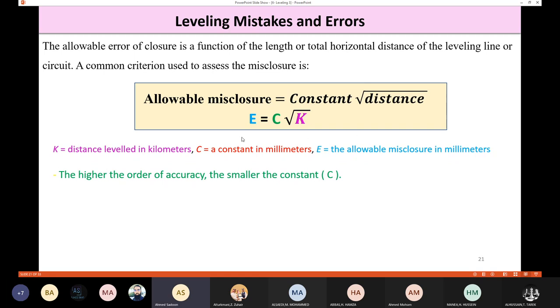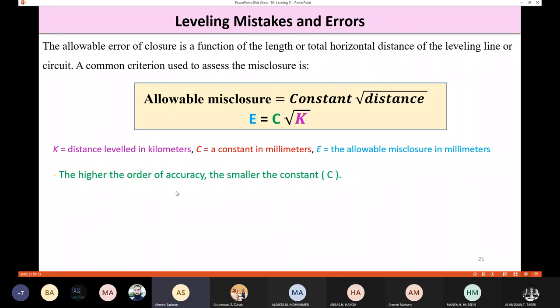In this empirical equation, the value of E is going to be in millimeters, the value of C is also in millimeters, and the value of K is in kilometers. Please take care of this, otherwise you are going to make a mistake. The value of K should be in kilometers, the value of C in millimeters, and the value of E will be determined in millimeters.